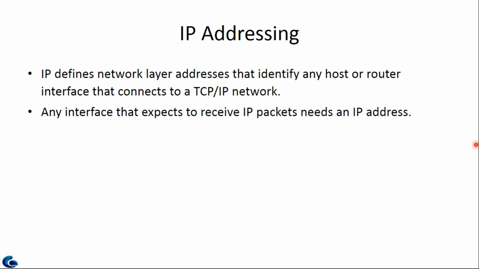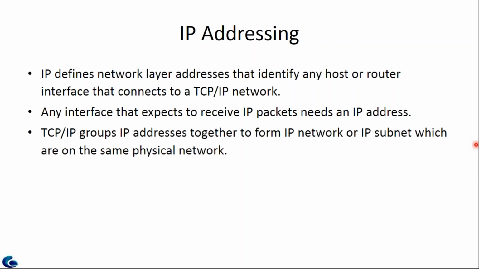Any interface that is expected to receive IP packets must be configured with an IP address. It needs an IP address. Any device without an IP address, I'm afraid, is not identifiable in the network. So once it's not identifiable in the network, it is not on the network. Very simple, right? I'm saying something which is probably very obvious to you all.